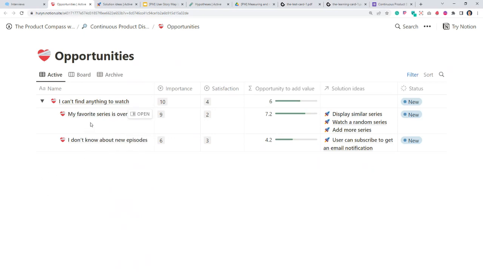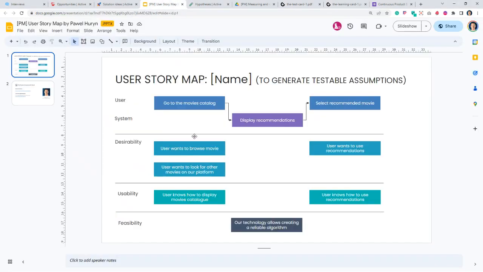So for every opportunity, I try to define two additional parameters. One is how important it is for the customer and how satisfied customers are with what they already have. And this is important because once we collect maybe 10, maybe 20 different problems, opportunities, we would like to choose which one should be addressed first, and maybe some of them shouldn't be addressed at all. And for this, I'm using Dan Olsen opportunity score formula.